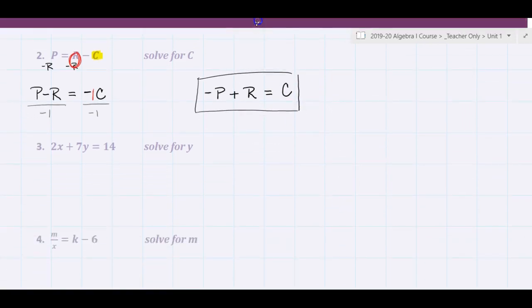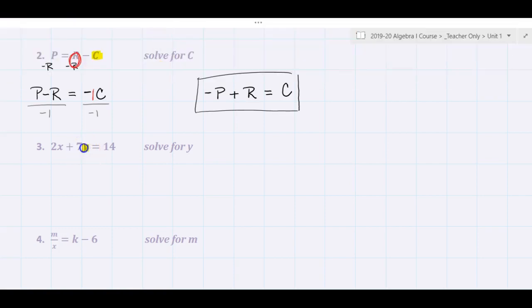Example 3, I'm going to solve this equation for y. We always move the numbers furthest away from the variable first, so I do not want to move the 7 first. What I want to move first is 2x. Right now 2x is positive. To eliminate it from the left-hand side, I need to subtract 2x. 2x minus 2x is 0, eliminating it from the left-hand side. What I have remaining on the left-hand side is 7y. On the right-hand side, I have 14 minus 2x.